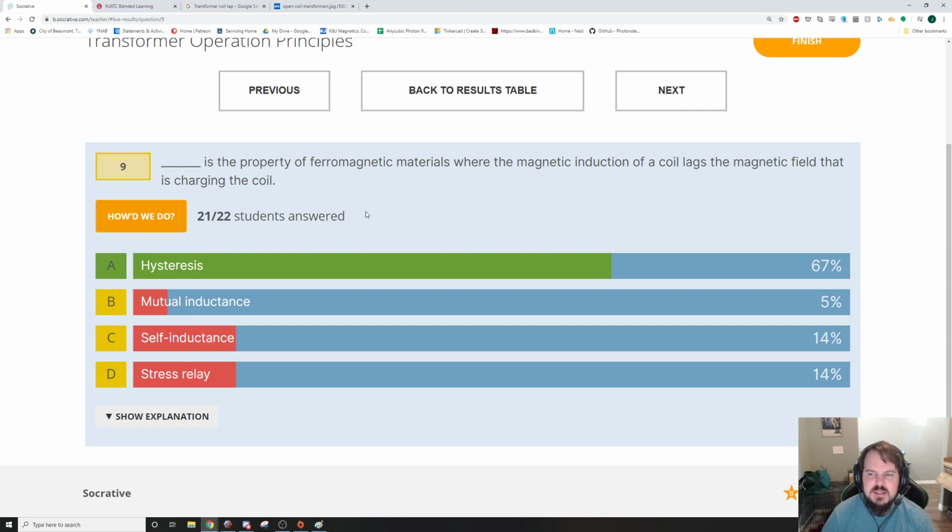Hysteresis, we talked about that last lesson. If you're new, hysteresis is a term in a lot of different things, but it's where whenever things change, there's a lag between the secondary value; it's going to get there, but it lags.